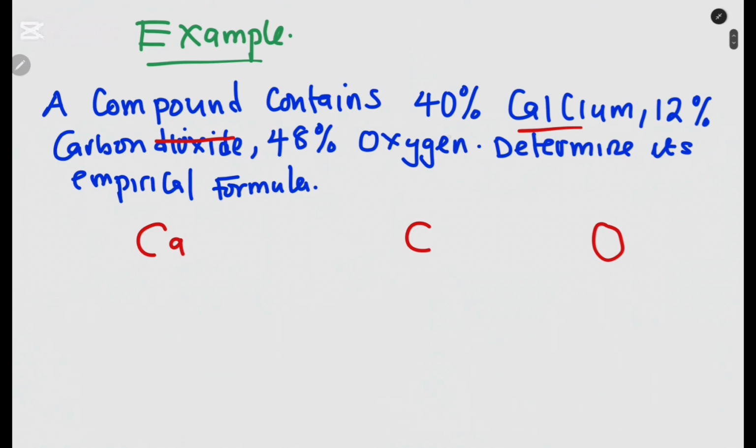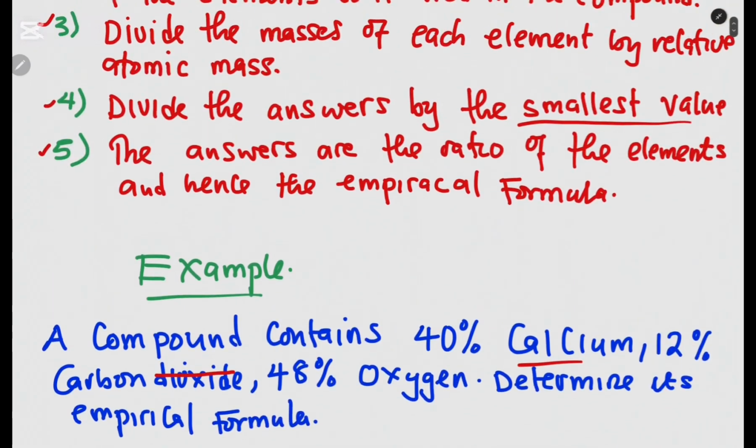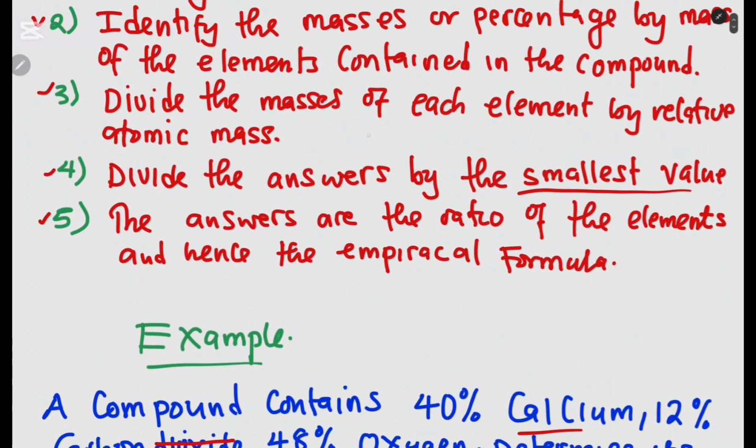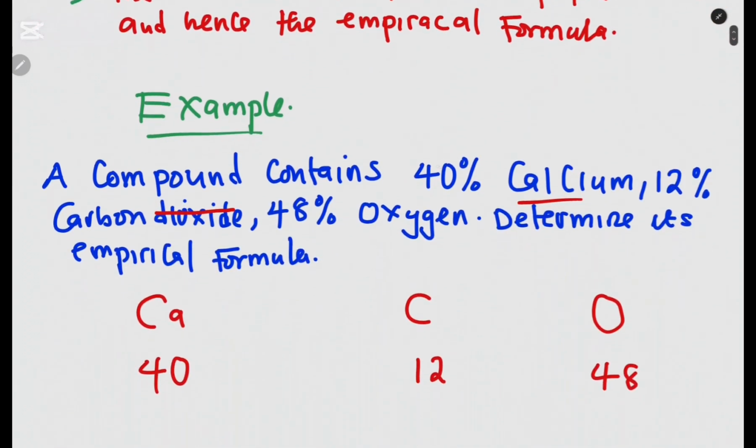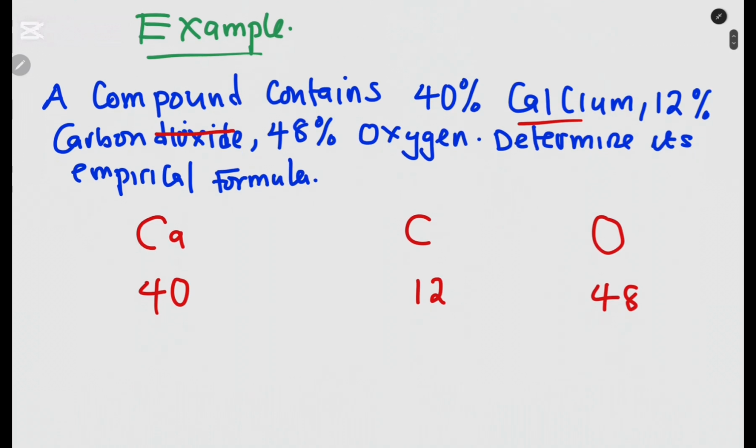So we go here. A compound contains 40% calcium, so for calcium it is 40%. Then for carbon it is 12%. Then for oxygen it is 48%. So I've done the second step. Then the third step: divide the masses of each element by relative atomic mass. So you divide the masses or percentages. These percentages, you treat them more like masses. So you divide each of these by the relative atomic mass of the element involved.